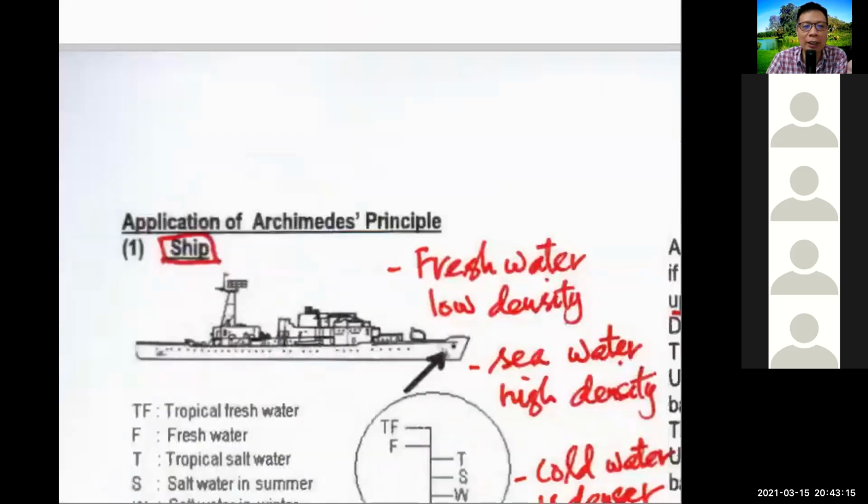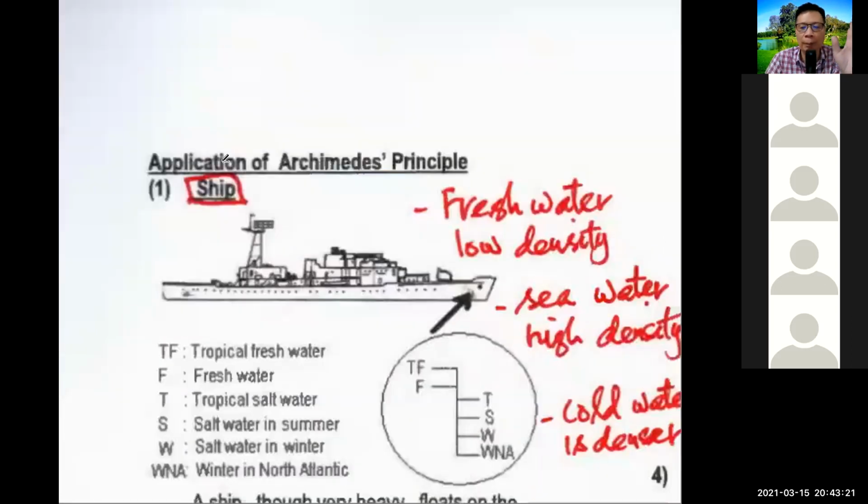Application of Archimedes' Principle. First application is in the ship. Big ship, I don't mean the small ship. In the big ship, when you look at the body of the ship, there's a mark here. They put a mark here. So this mark, being enlarged, you can see many lines here: TF, F, T, S, W, WNA.